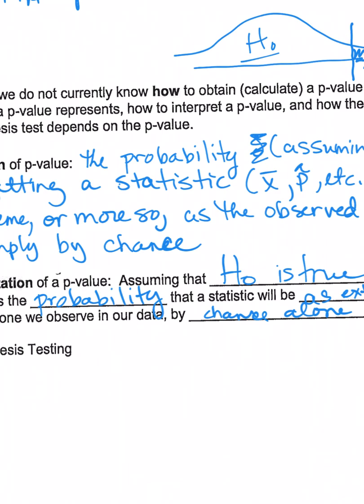I want you to think about it. This is the thing you need to remember. This is one of those phrases that you need to add to your note cards to remember how to interpret a p-value. We assume that if it's in the middle somewhere, it's not by chance. Okay?